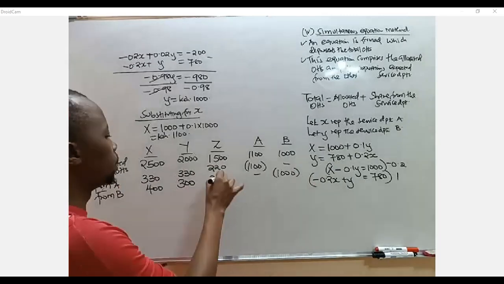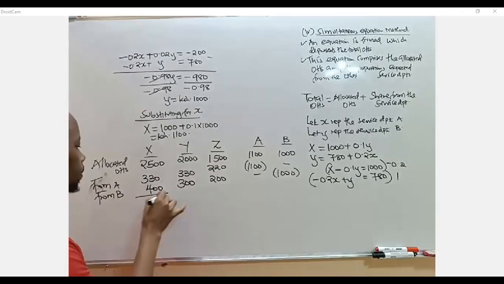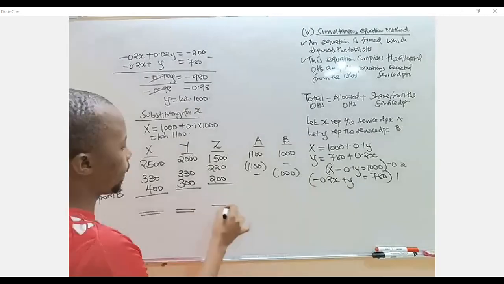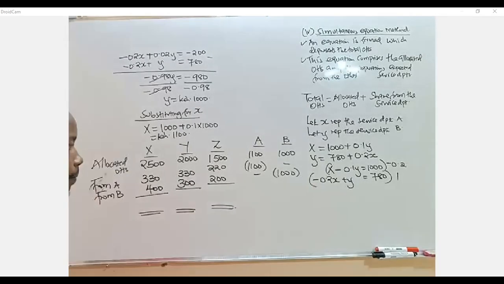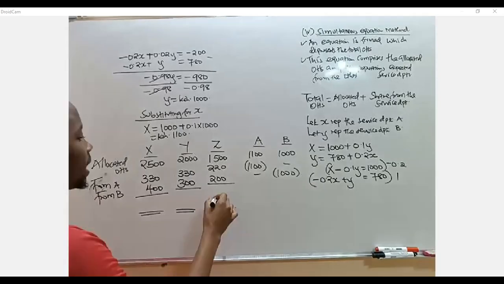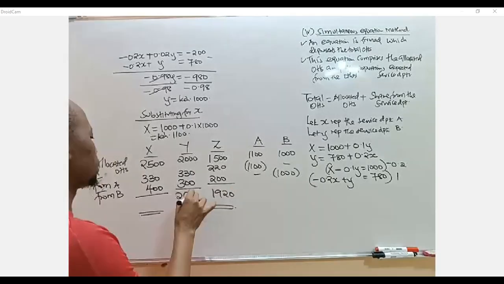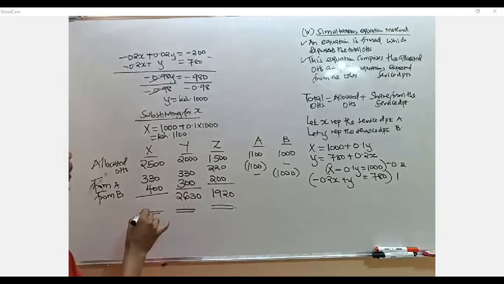The other one will be 200. Tupate totals namna hii. Tupate totals namna hiyo. The last one naona mwalimu aliniambia ni 1920. Hii ni 2630. Na ya kwanza ni 3230.